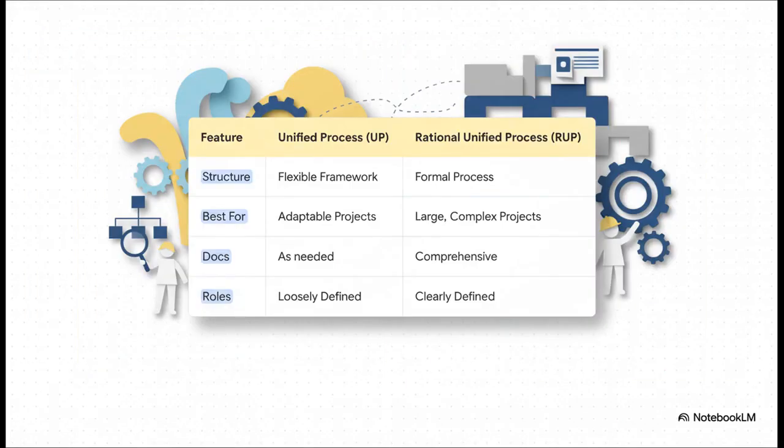See, UP's flexibility is awesome for projects where you know things are going to change. But RUP, with its detailed structure, extensive documentation, and super clear roles, that's built for huge teams working on massive, high-stakes projects, especially in industries with a lot of regulations.